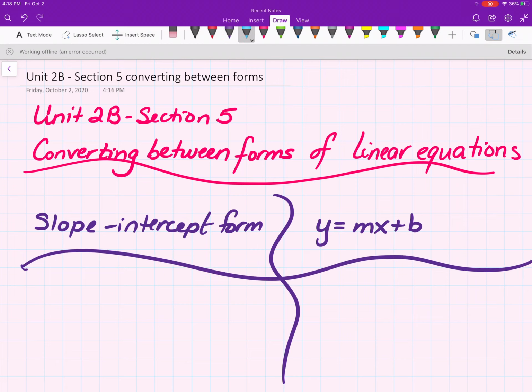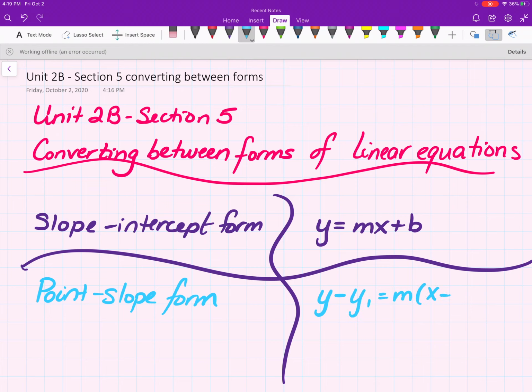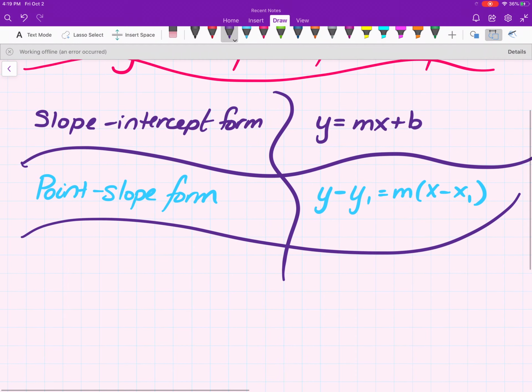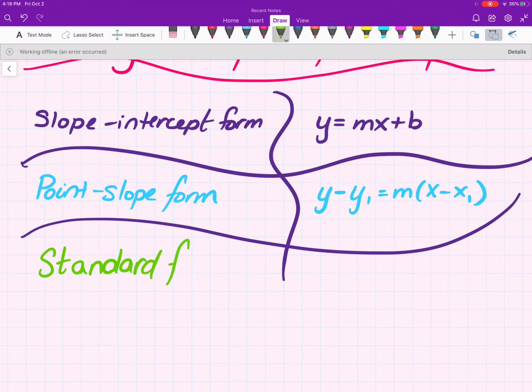Okay, the next one was point slope. And in that one, we're given a point and a slope. And we can graph from that one, or we can convert it. y minus y1 equals m times x minus x1. Okay, and then our final one that we learned last class was standard form. Standard form, you can't just graph from it. You either have to change it to another form or you need to plug in values. Okay, but that's ax plus by equals c.